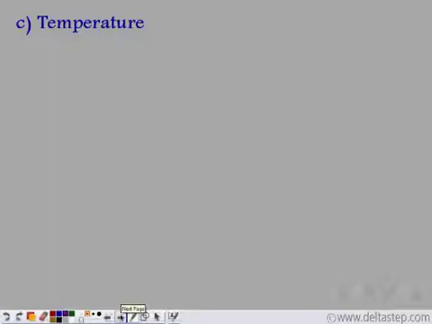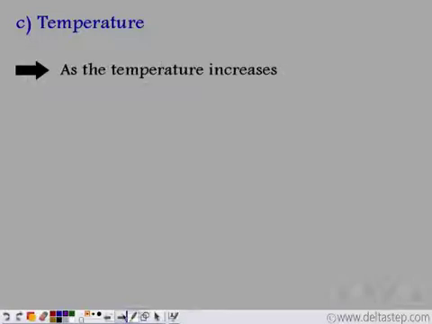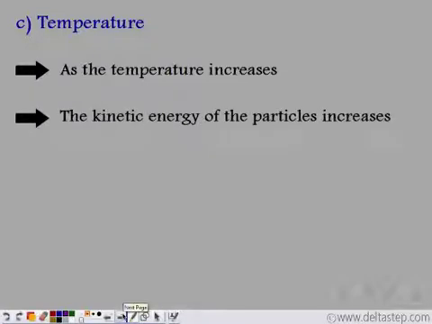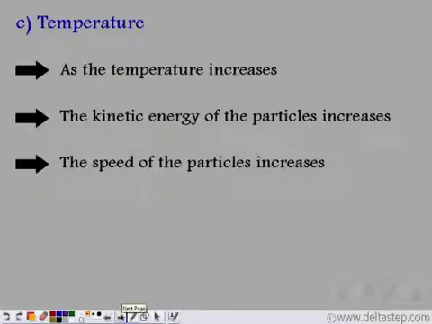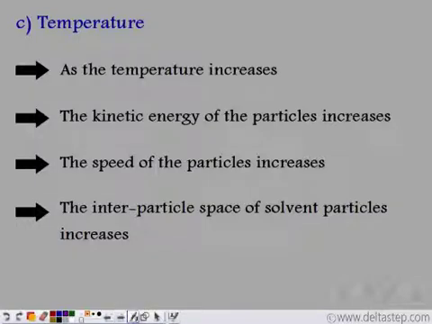What happens with temperature? How does temperature affect the solubility of a solute? We know that when the temperature increases, the kinetic energy of the particles increases. This means that the speed of the particles increases. As the speed of the particles increases, the intermolecular space between the particles also increases. On increasing the temperature of the solvent, the intermolecular space between the solvent particles increases.